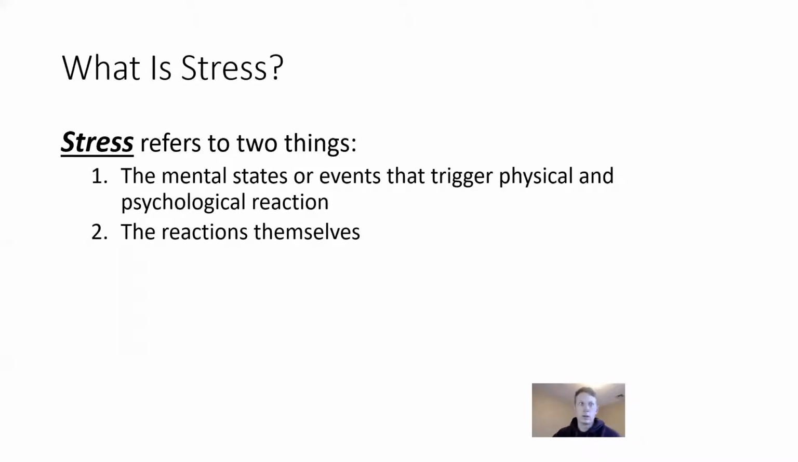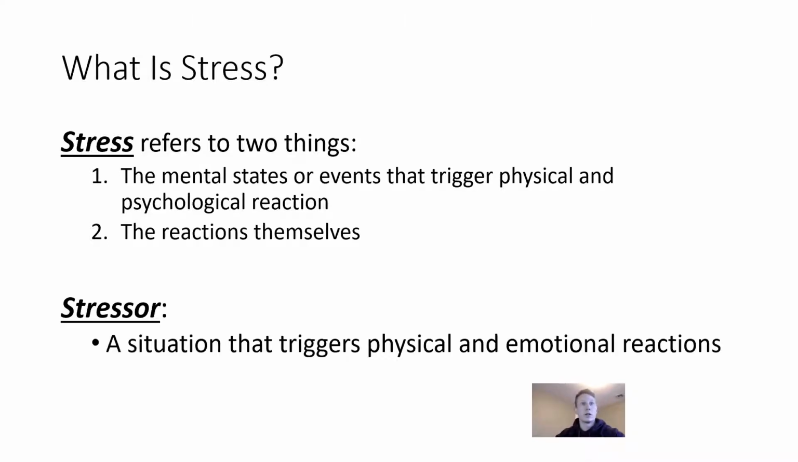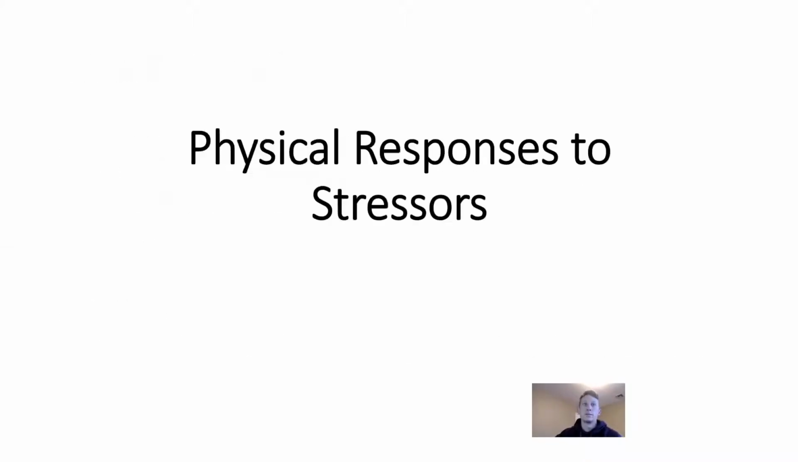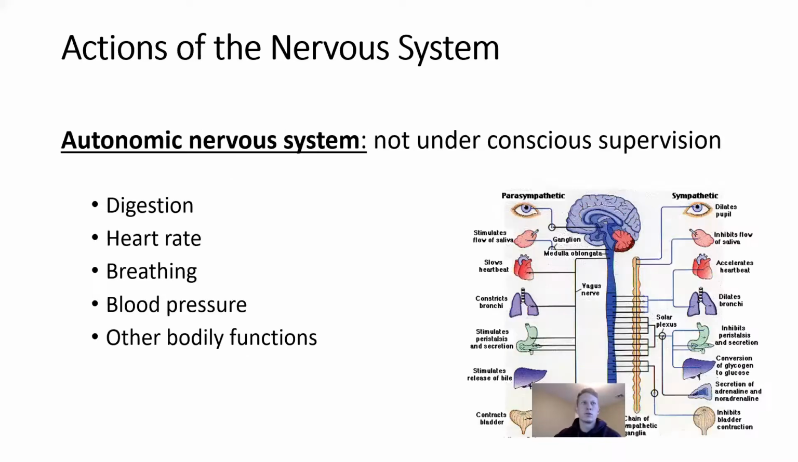Okay, so let's start with what stress is. Stress is the event that is causing a physical reaction. It can be mental, it can be physical, and then there's the reaction that happens to our body itself, because our body reacts to all stressors in a very similar way. Okay, stressors are the triggers. They're a situation that triggers us to have a physiological, physical response and an emotional response to that stressor.